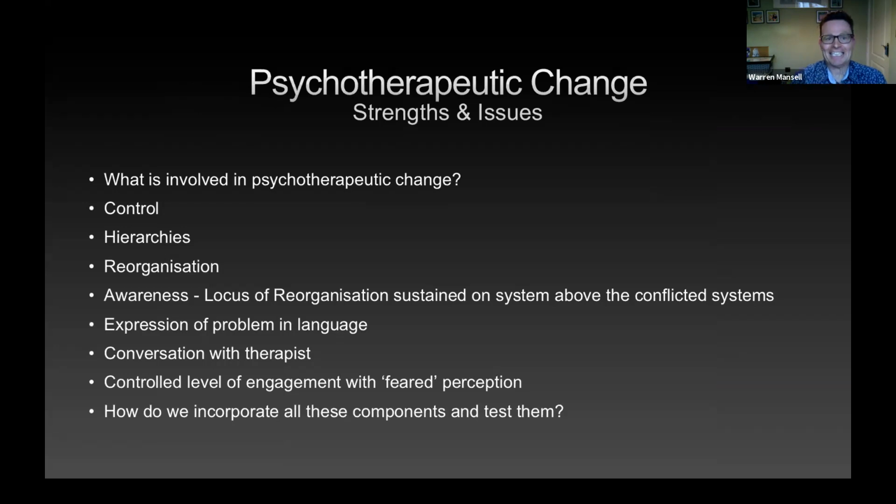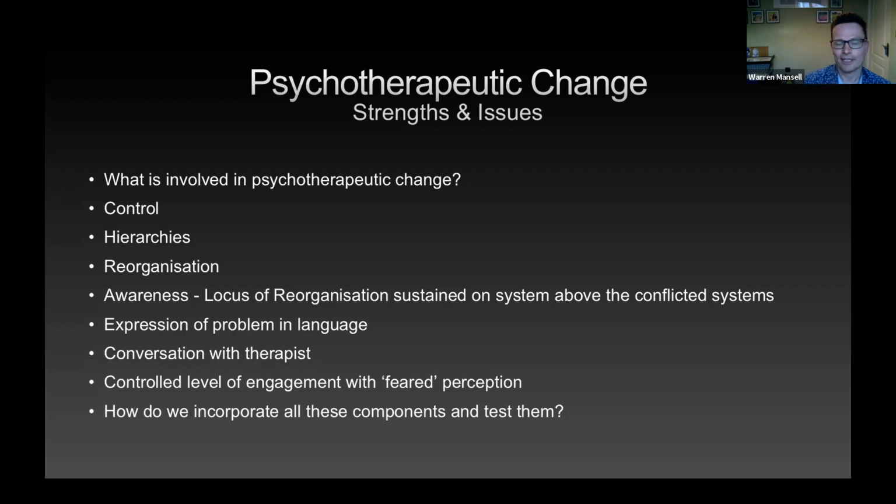Okay, so now another piece of work, sorry, it's a bit longer than I planned. It involves reorganisation, but it also involves other components of PCT if we're going to model psychotherapeutic change, because there's hierarchies, there's awareness, which is literally the focus of reorganisation. We've also got things like the expression of a problem in language. We've got a conversation with another agent. So we've got elements that are multi-layered and multimodal, and we haven't modelled all of this for obvious reasons.